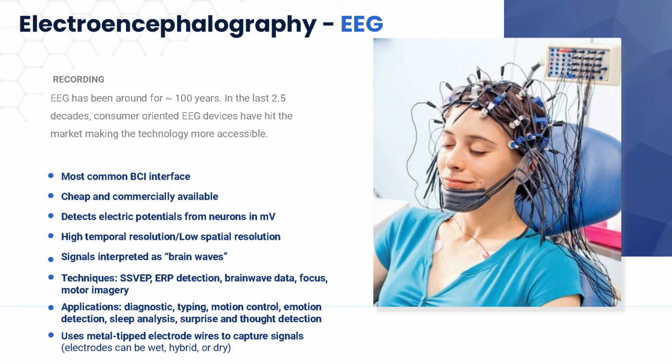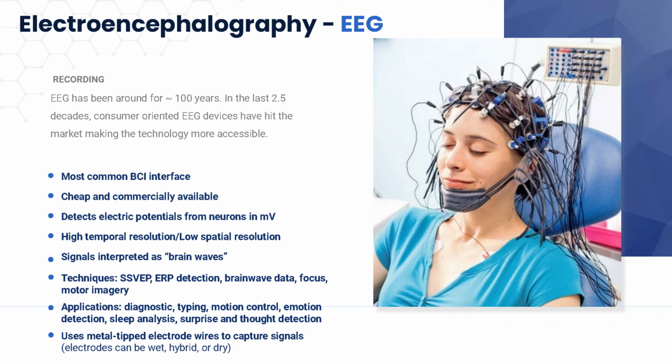It's been around for about 100 years, which is crazy, and is still used quite widely. There are a lot of consumer devices out there now too, because it's pretty cheap to work with. I imagine a lot of you that are building a prototype may be using EEG. So it's the most common, it's very cheap. It detects electrical potentials in neurons on a very, very small scale, on a millivolt scale.